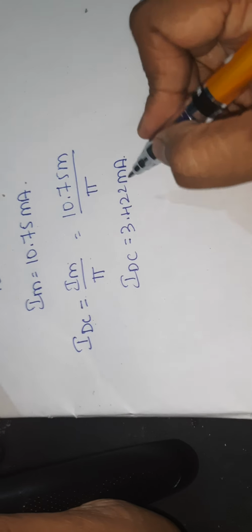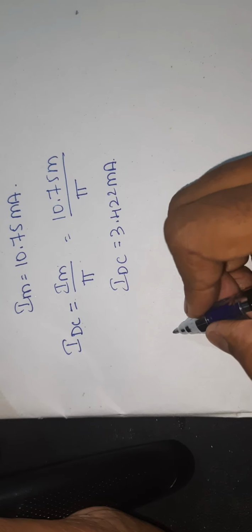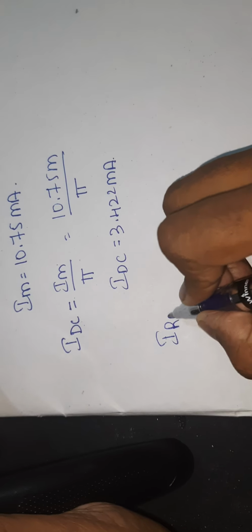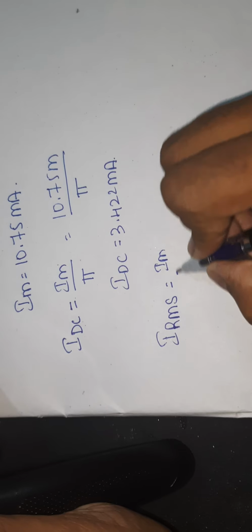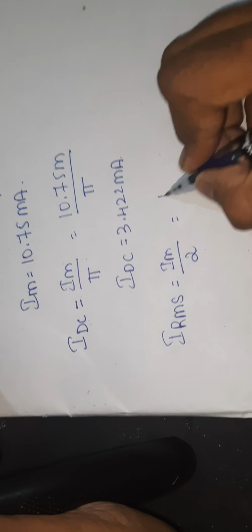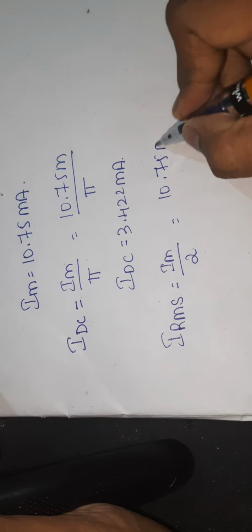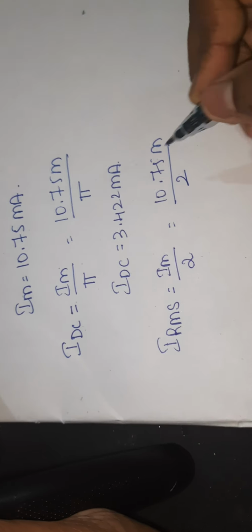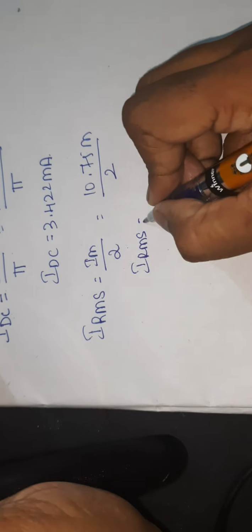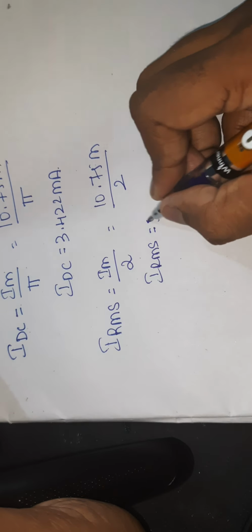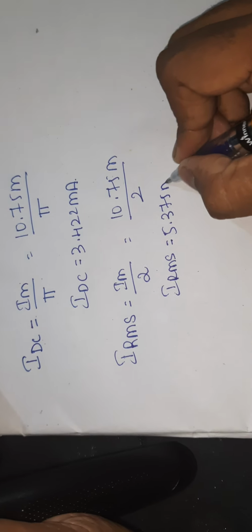You calculate and write whatever answer you are getting. Okay, next I have to find out IRMS. IRMS is equal to Im by 2. Im is 10.75 milli divided by 2. That is your IRMS value, which is equal to 5.3, I got something like this. I have written, you write whatever value you are getting.